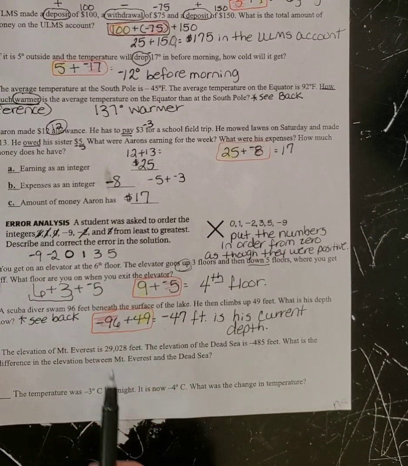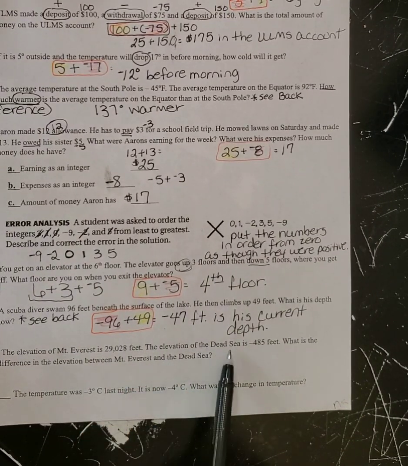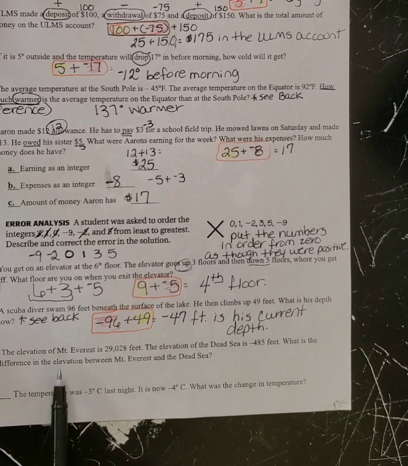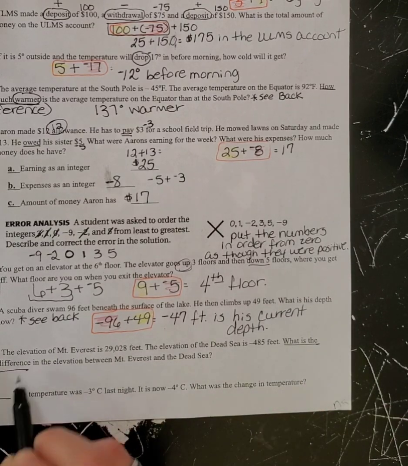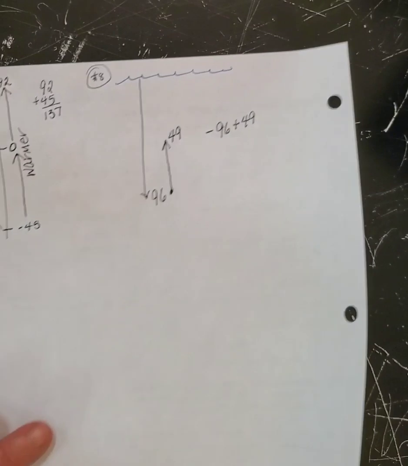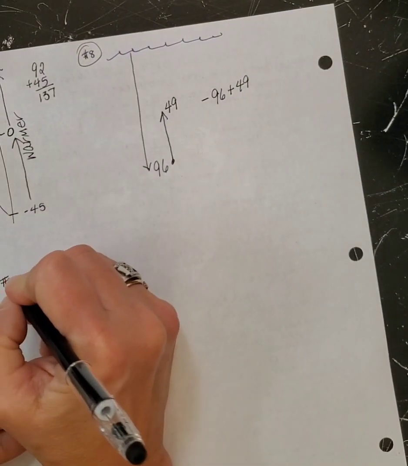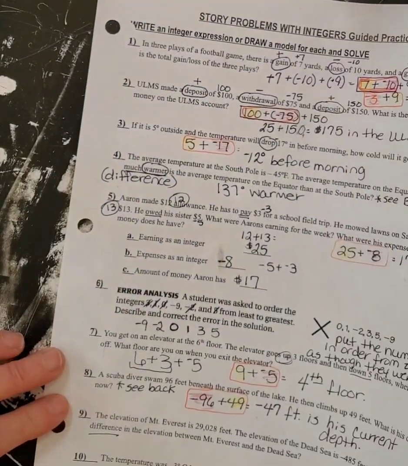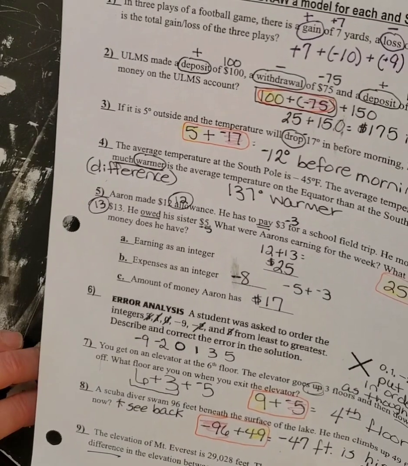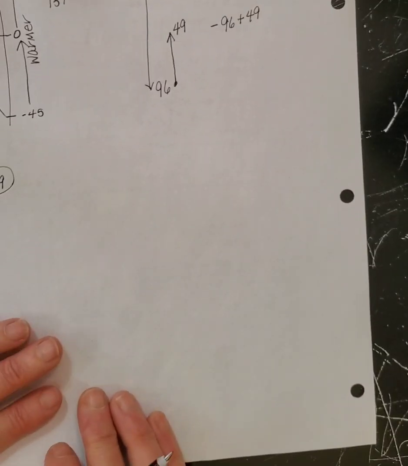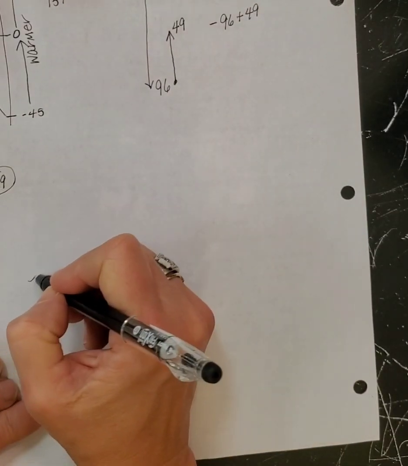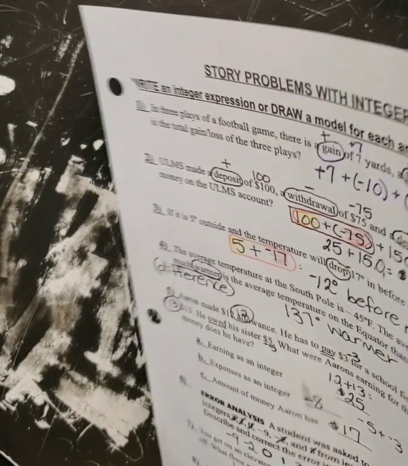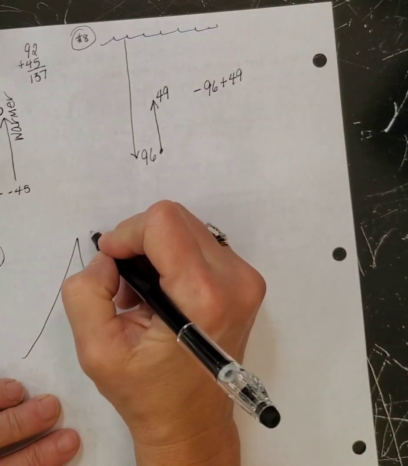The elevation of Mount Everest is this. The elevation of the Dead Sea is this. What is the difference? What is the difference tells me I'm going to draw a picture. I'm just going to draw a picture. All right, so I have Mount Everest. So we have Mount Everest right here. And Mount Everest is 29,028.